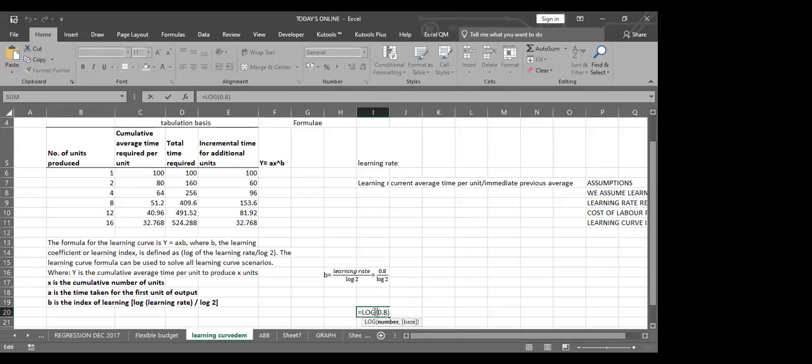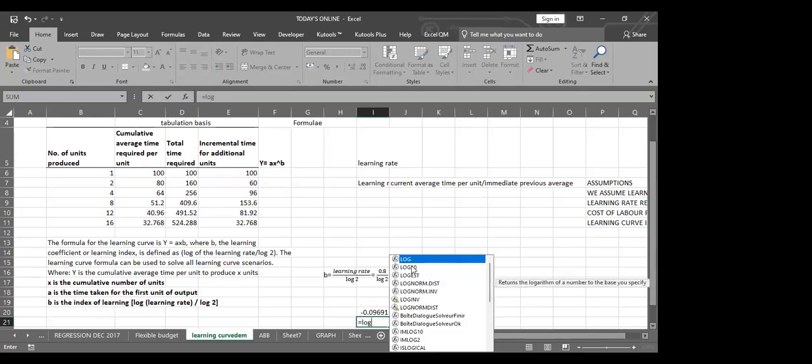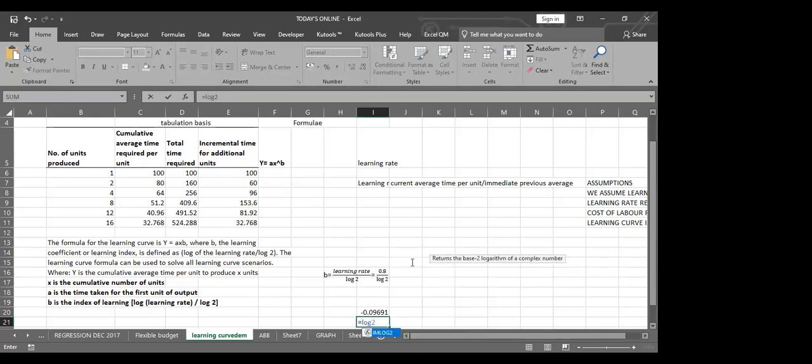Even base 10 gives the same. So log to base 10 is equal to that. So that gives you the numerator. Then get log 2. So you have log 2, and that will give you the denominator.